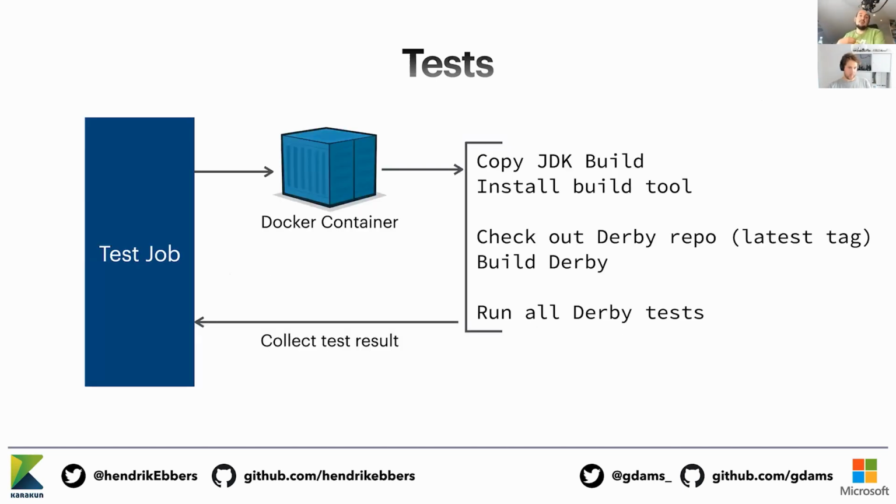Let's have an example of how this looks for Derby. What the test suite does when it runs the tests is create a Docker container and copy the JDK that we want to test, the JDK that we just built, into this Docker container. Then it checks out the Derby repository into the container, builds Derby, and then based on our JDK that we want to test, it executes all the Derby tests that are maybe even part of the build. And based on this, we can see if all those tests are still running with our built JDK.